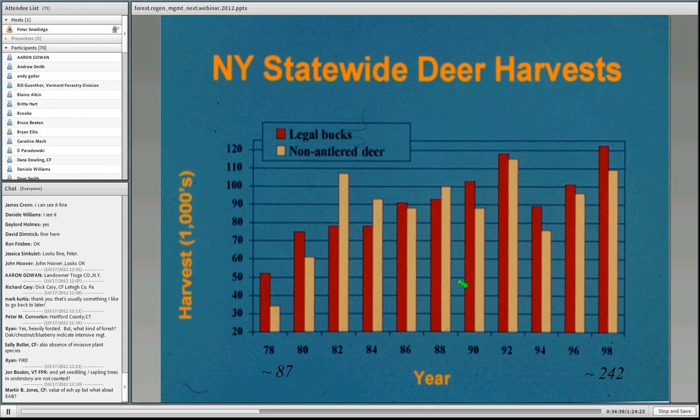This is looking at the harvest of deer. The collective harvest for bucks and does in the late 1970s was about 87,000, up to a quarter of a million in the late 1990s.